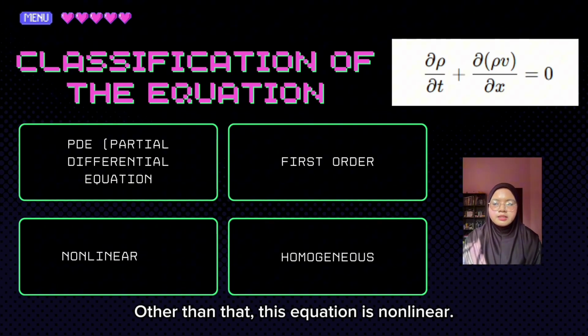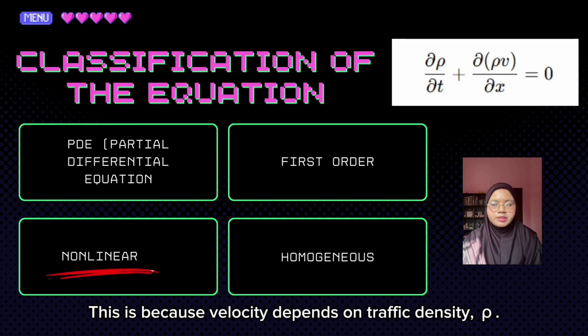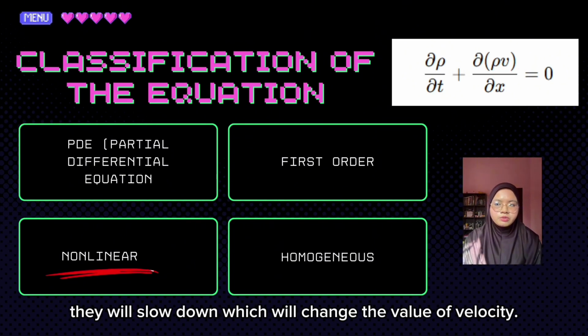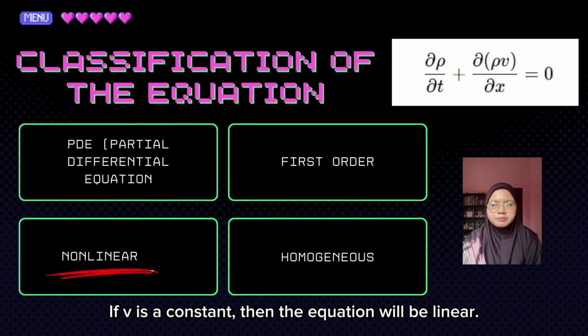Other than that, this equation is nonlinear. This is because velocity depends on traffic density rho. For example, when there are too many cars, they will slow down, which will change the value of velocity. If v is a constant, then the equation will be linear.